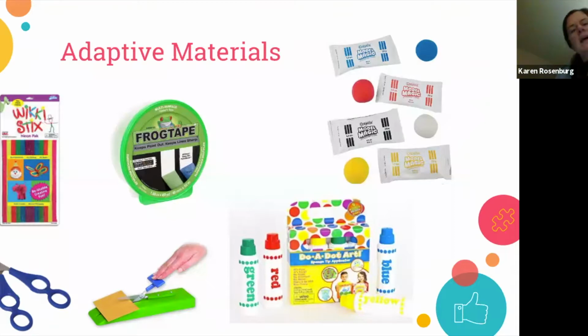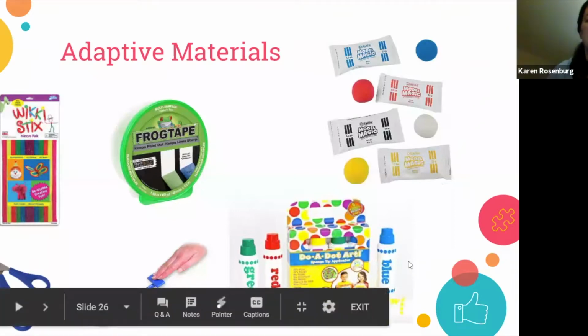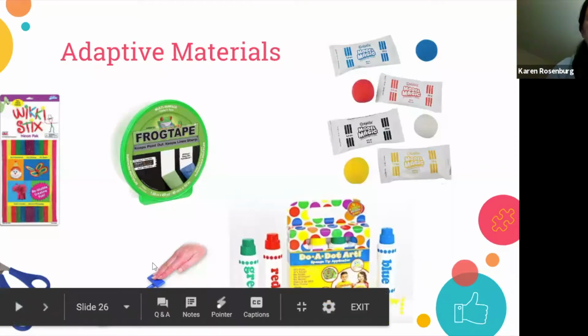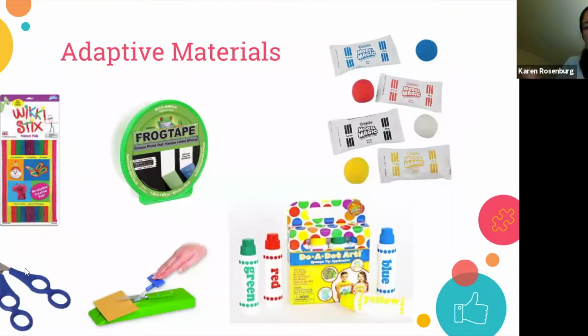Some adaptive materials that I use: here's the Model Magic that I love. I also have do-a-dot markers for painting, and I think they work really well. They're kind of like bingo markers with paint in them, and you squeeze it and the paint comes out the bottom. I have adaptive scissors at the bottom, where one student can hold it and you hold the back and help them cut, or if they can only cut with one hand.